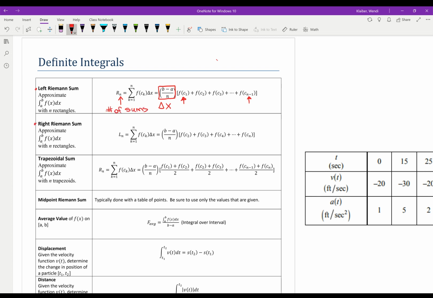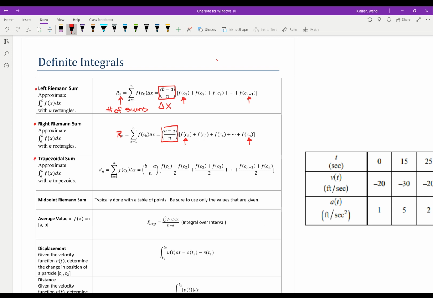Now, a right Riemann sum is very similar. Oops, I'm sorry, there's a typo here. This should be r of n. And so the difference between the left and the right is you'll notice that our initial point is not the first value given, but it's the second value. And with the right Riemann sum, we always end then with the last value. Again, it's the change in x times the value of the function and add it up together.